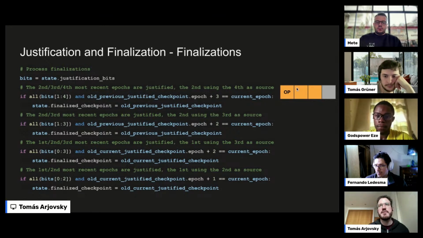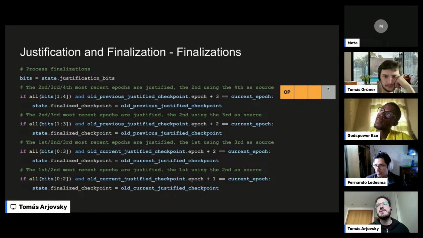These 3 are justified. See, 1 to 4 means this is 0, and I put 0 on the right because this is the current epoch. So this represents time, and this is 1, 2, and 3. 1 to 4 in Python doesn't include the last one, so this is basically 3. The reason is that they want you to be able to do the subtraction 4 minus 1, and that should give you the number of elements. So 4 minus 1 is 3 elements: 1, 2, 3.